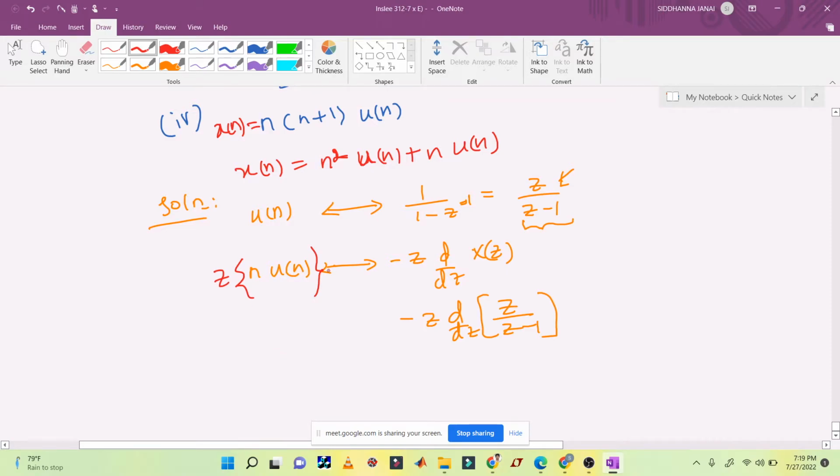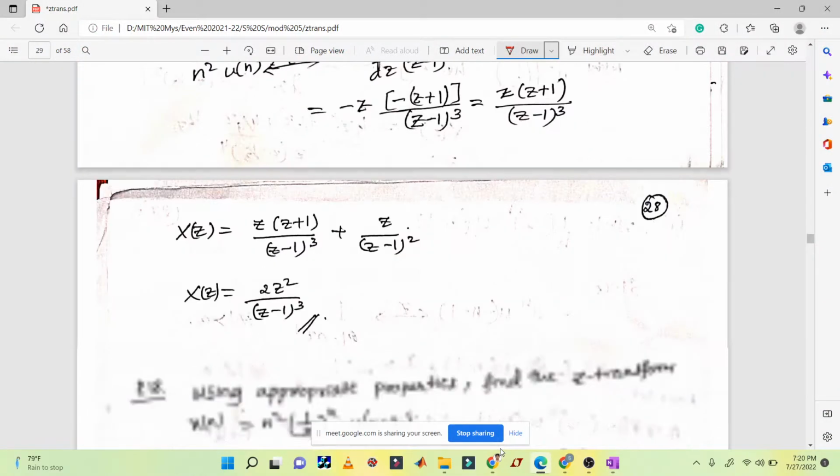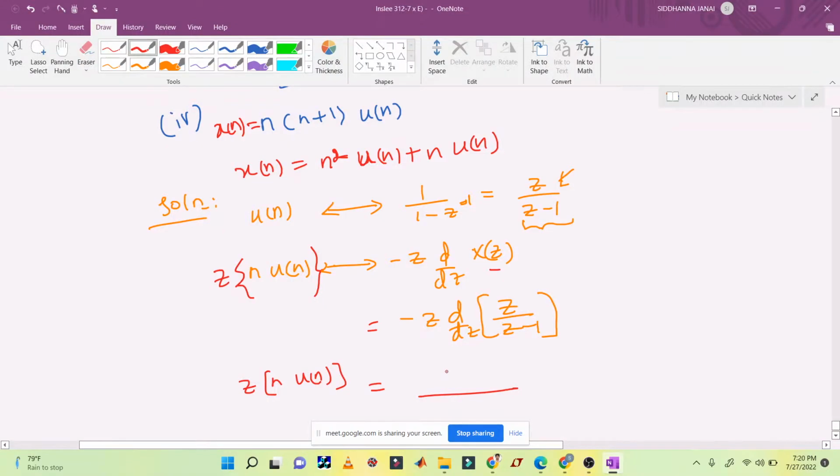The correct z transform of n into u of n is this one. After differentiating, whatever answer we get is equal to the z transform of n into u of n. I will not go into the details of differentiation, I will just write the answer here: z divided by z minus 1 whole square. Z divided by z minus 1 whole square is your answer.